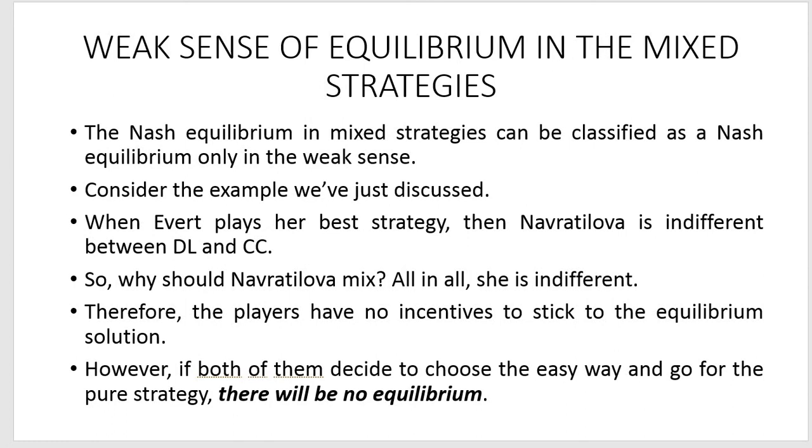Okay, so actually when it comes to mixed strategies, the notion of the Nash equilibrium is a bit problematic. Based on the example we have just discussed, when Evert plays her best strategy, then Navratilova is indifferent between DL and CC. In this case, there is no incentive for Navratilova to mix. She's basically just indifferent between those two strategies. So she has no incentive to mix. She can just simplify her life and play the pure strategy.